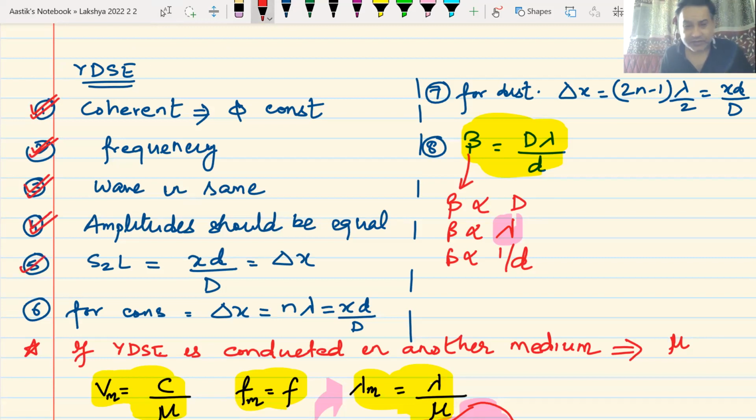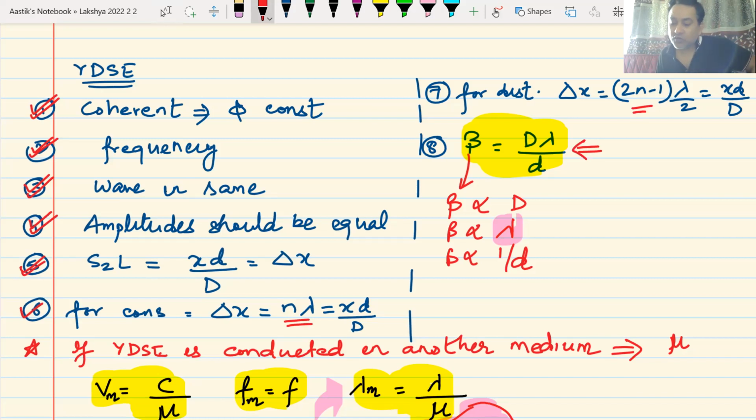Path difference at any point at a distance x from the center is x small d by capital D. For constructive interference, if you remember, this path difference should be equal to n lambda. For destructive interference, it should be (2n minus 1) lambda by 2. At the center, we have a bright fringe, which is known as central bright, then first dark, then first bright, then second dark, then second bright, and so on.